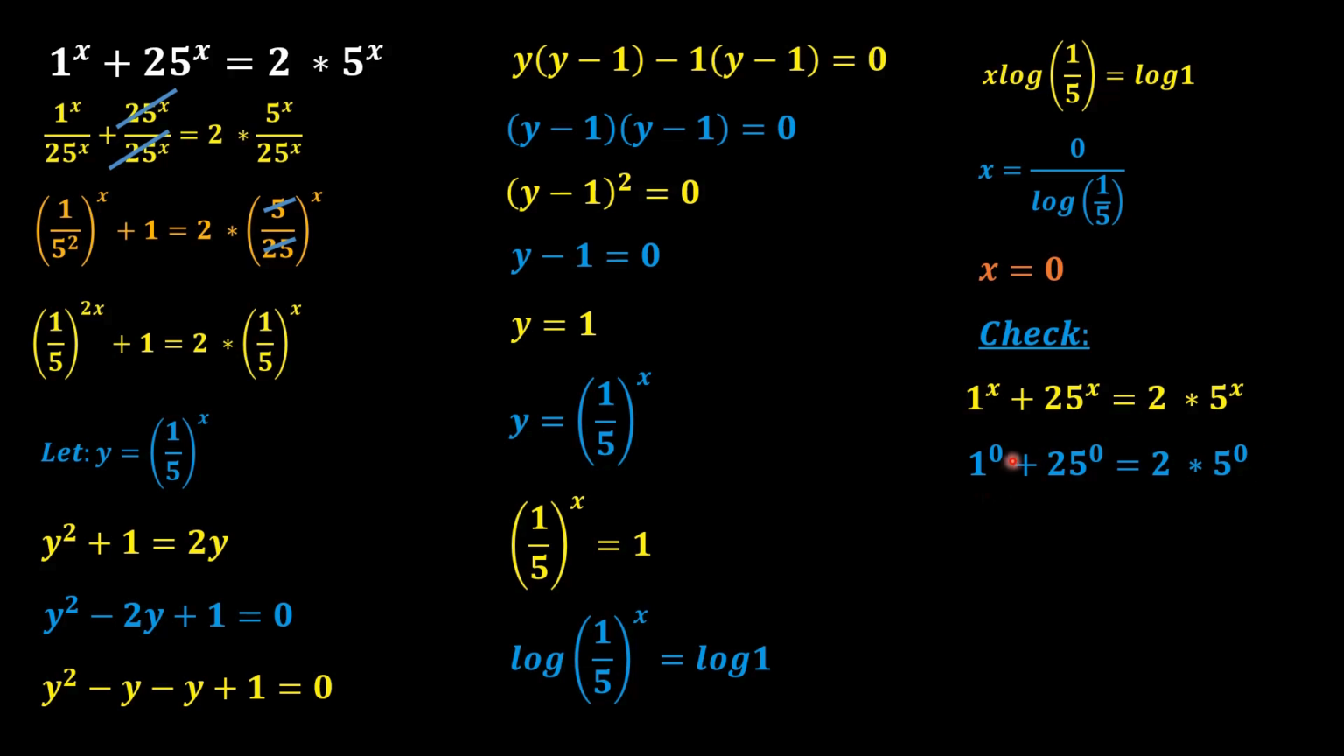Now 1 to the power 0 will be equal to 1, 25 to the power 0 equals 1, and 5 to the power 0 equals 1, because from the basic rule of algebra, if a value has a power 0, it will be equal to 1. So here we apply the same rule. As a result, we get 1 + 1 = 2 × 1. Now 1 + 1 is equal to 2, and 2 × 1 equals 2. And you can see that both sides of the equation are equal. So x = 0 is true for this equation, and so the answer for the value of x is 0.